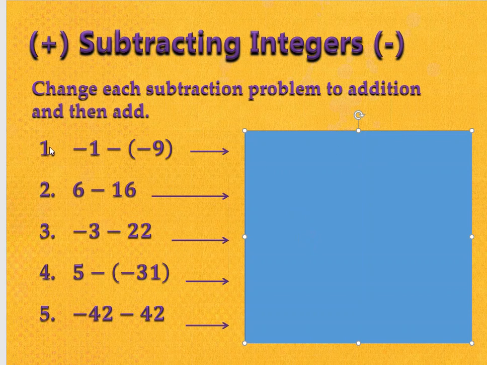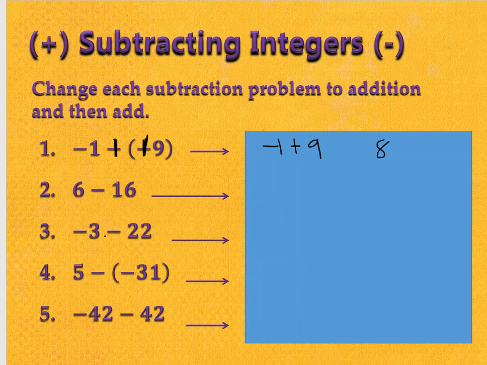For the first one, number 1, if you have a -1, subtract a -9. Remember, you're going to think same, change, change. So the -1 stays the same. The subtraction becomes addition, and then the negative integer becomes a positive integer. So what that leaves us with is -1 plus 9. And when you combine these, if you only owe $1 and you have 9, that's going to leave you with having 8. Okay, the next one, number 2.